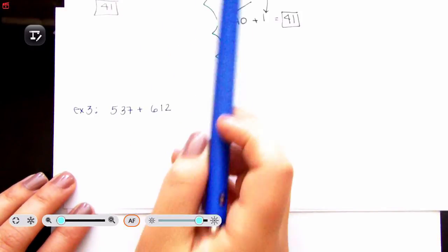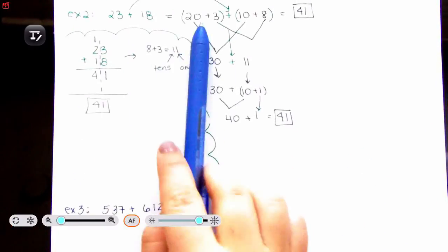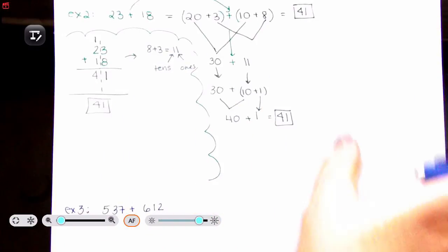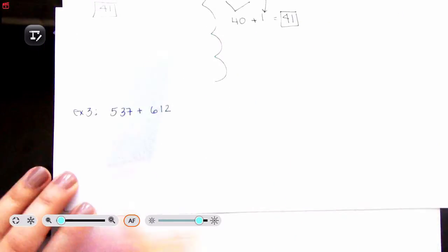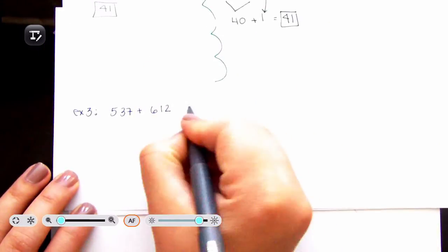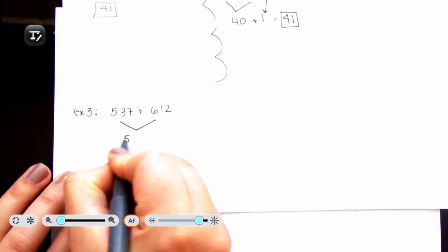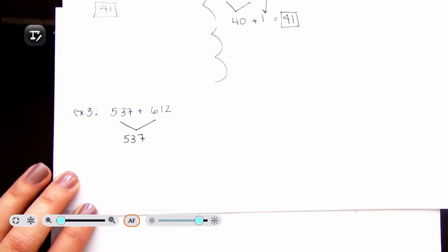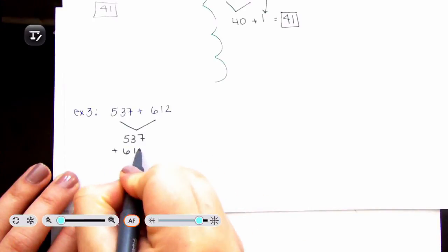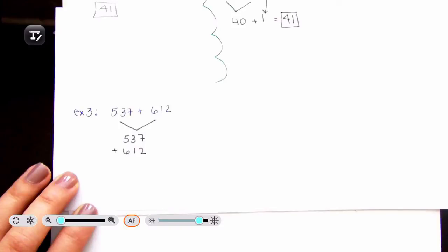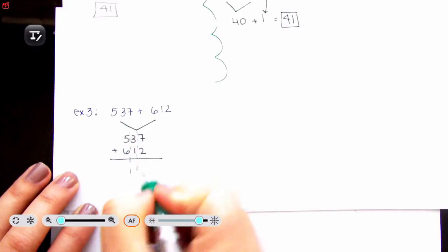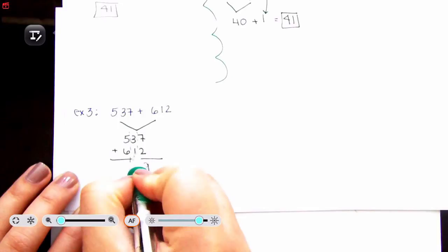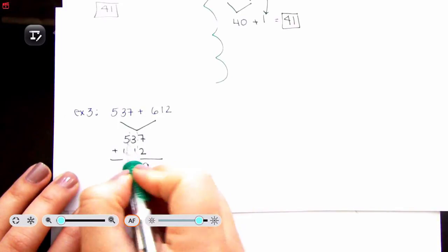All right. You can do the exact same thing as we did in example number 2. You can choose to split it up this way, or you can choose to do columns. Since I split it up first in example number 2, I'm going to choose the column method first in this example. So I'm going to rewrite it as 537 plus 612. Again, you have your columns. 7, 8, 9, 3, 4, 6, 7, 8, 9, 10, 11.